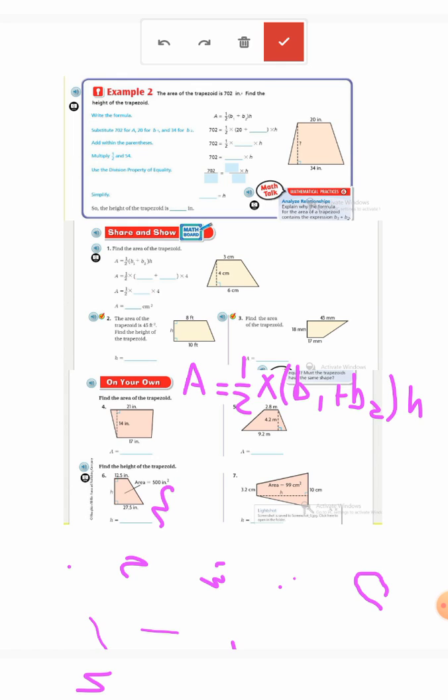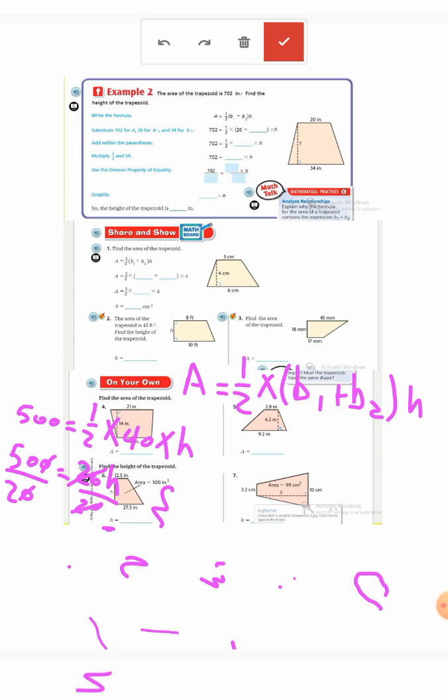He asked me about the height. The area is 500 equals half B1 plus B2. As you see, it gives me 40. Multiply the height. Half 40 is 20. So 20h. We are going to divide both sides by 20. 20 cancel with 20, so h equals, cancel 0 with 0, 50 divided by 2 is 25. Do not forget the unit, inch.